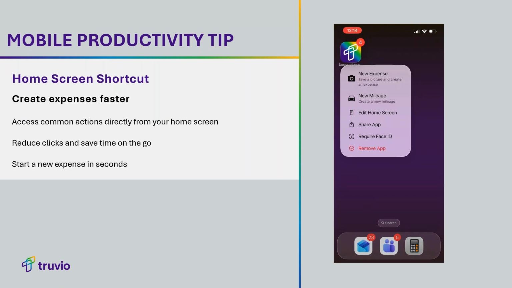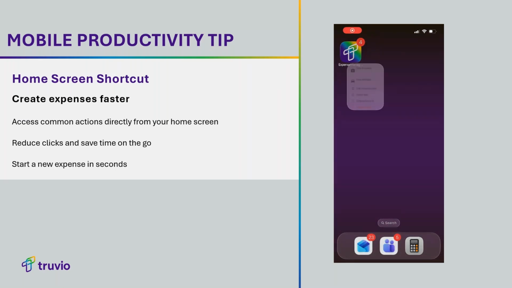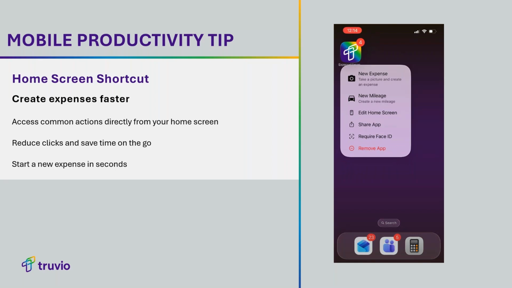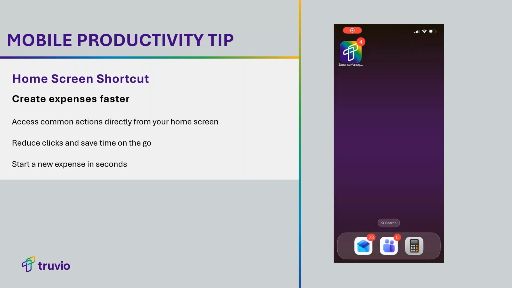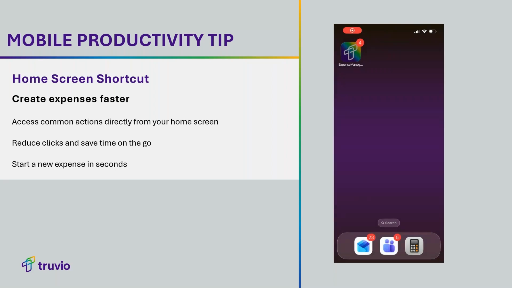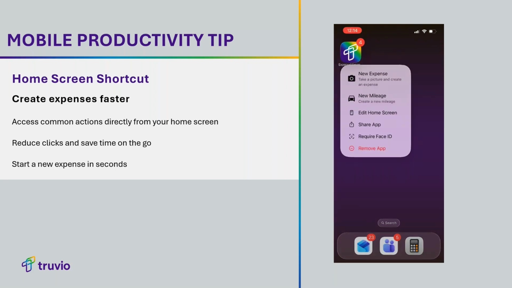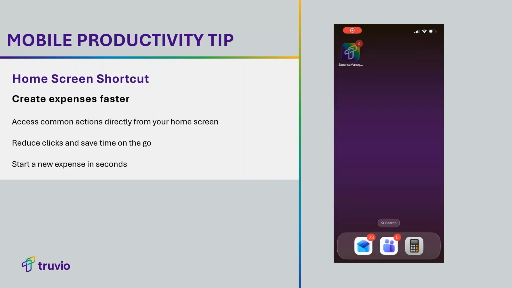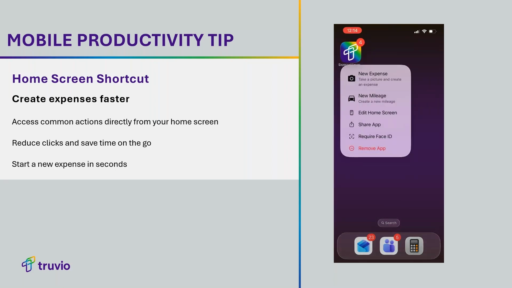But if you're on your mobile home screen, you can simply press and hold the expense management app icon, and this will give you quick access to common actions such as creating a new expense directly or new mileage and so forth. So it's a small feature, but one that can actually save time throughout the day and reduce the number of clicks when you need to get started with a new expense.